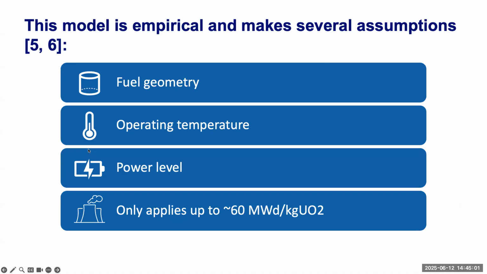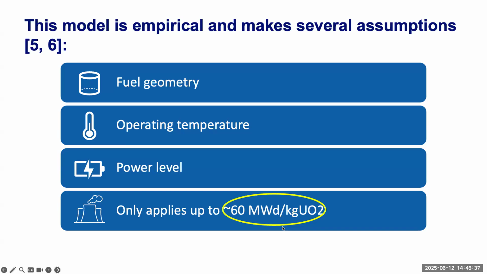As I mentioned, this model is entirely empirical and makes several assumptions, starting off with fuel geometry. It assumes a standard light water reactor fuel shape, including radius as well as cladding or rod height. It also assumes the operating temperature of the reactor as well as the power level, and it only applies to roughly 60 megawatt days per kilogram of UO2. That, for those of you who aren't familiar, is a measure of burnup, which is essentially how much of the fuel we are using up when we are producing energy.